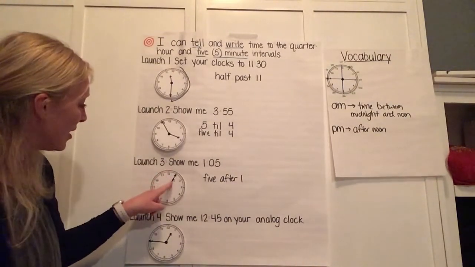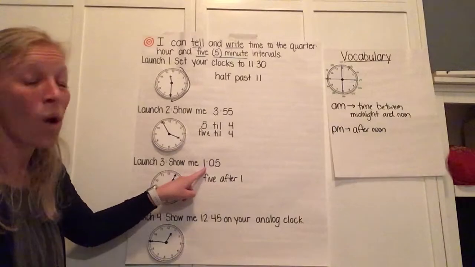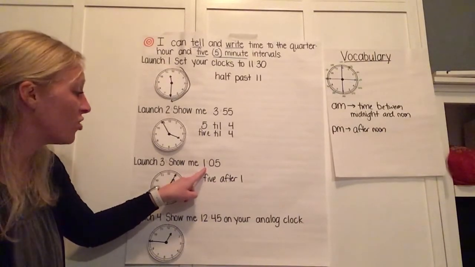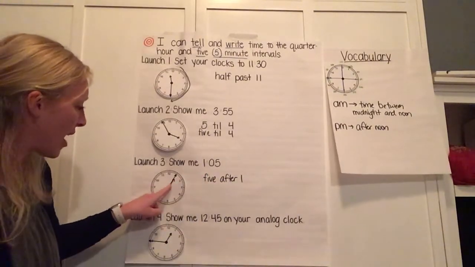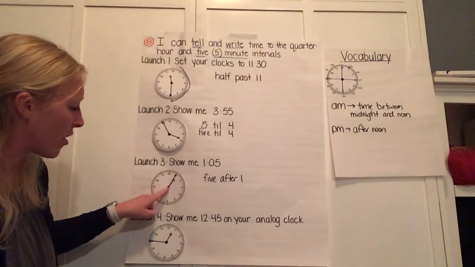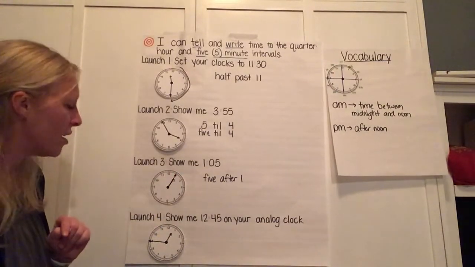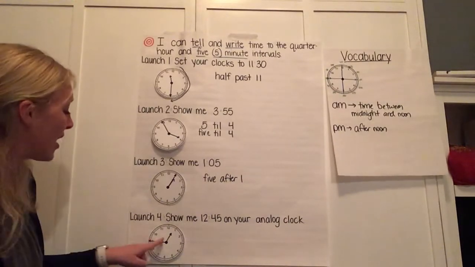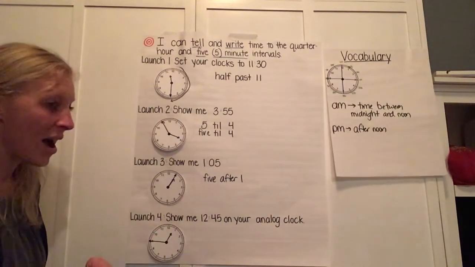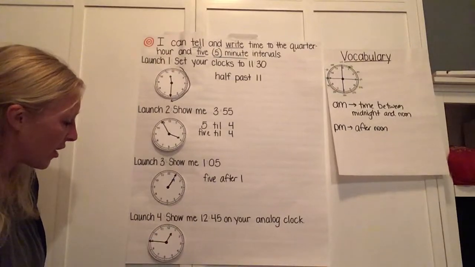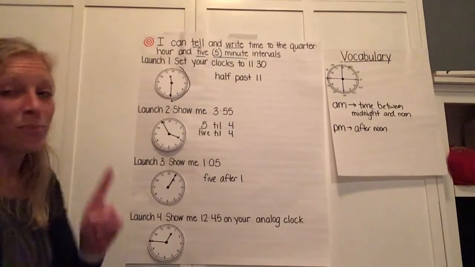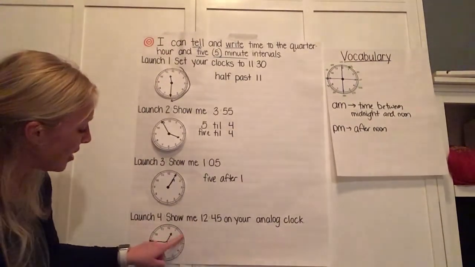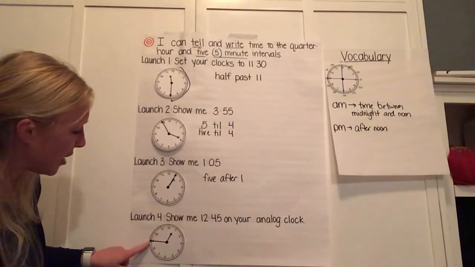This one, it's still very close to my 1 o'clock because it's just 1:05. So my hour hand isn't going to be very far at all from that 1 on my analog clock. But in this case, our 12:45 has an hour hand that's very close to my 1 because my minute hand has gone all the way around here.